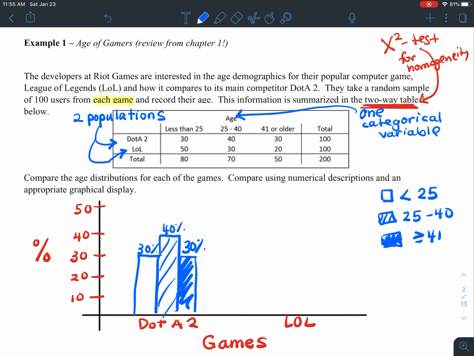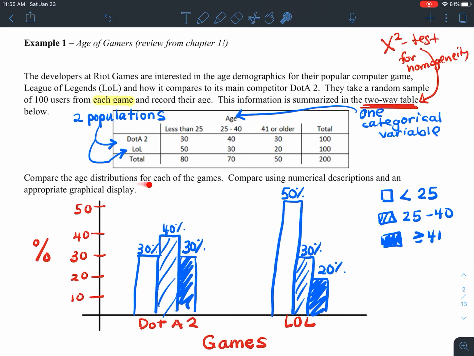Okay, I'm going to repeat that same thing over here for League of Legends. Looks like we are at the 50% mark all the way up here for those who are under 25, 30% for those in that middle age demographic, and down to 20% here for 41 and older. Okay, so this is accomplishing what they asked here, comparing the age distribution for each of these 2 gaming populations.